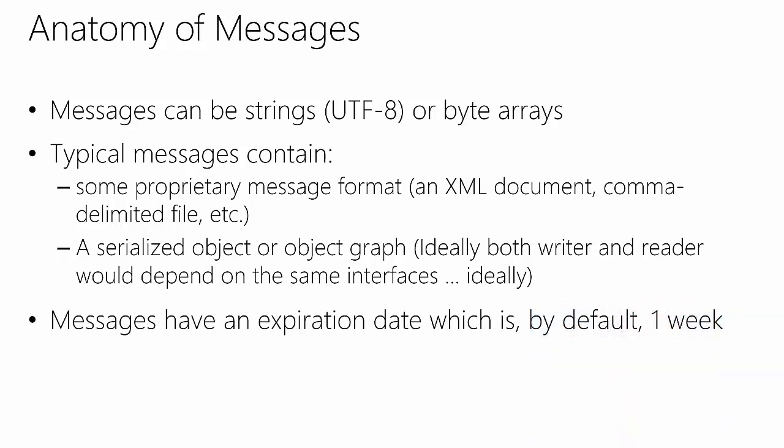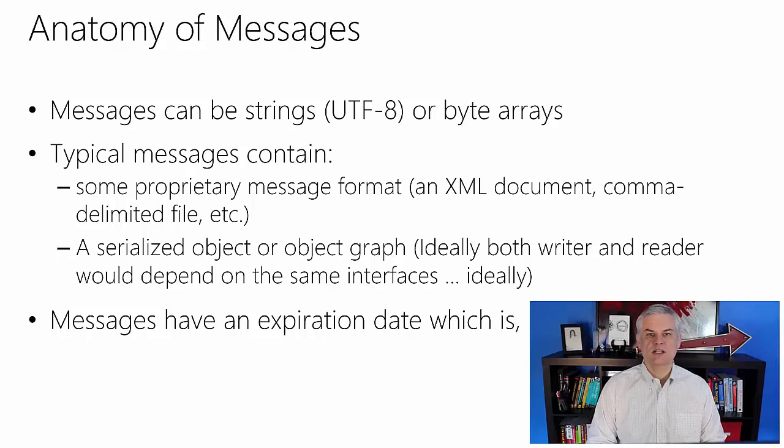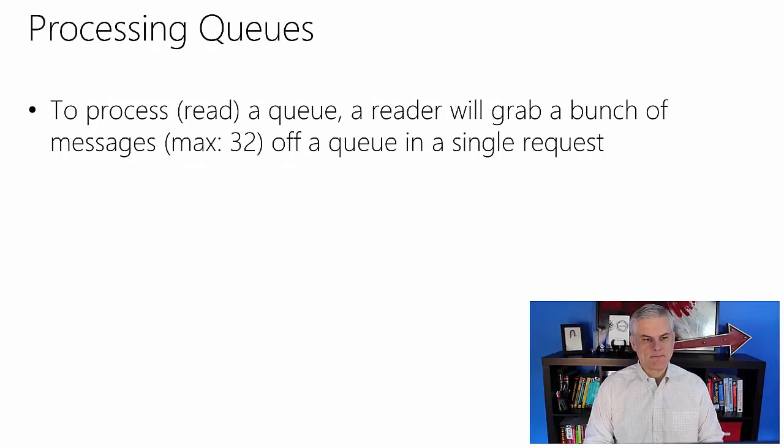But at any rate, continuing on, whenever you write a message to the queue, it has an expiration date, which is by default 1 week. And so if a reader does not pick it up, or if readers attempt to continually pick up the message and they can't process it for whatever reason, there's some error with the message, then it will expire and go away. So let's talk about processing queues now.